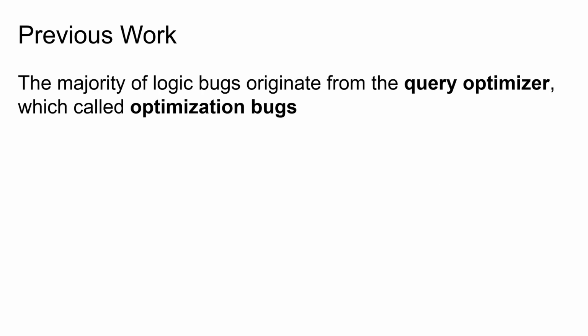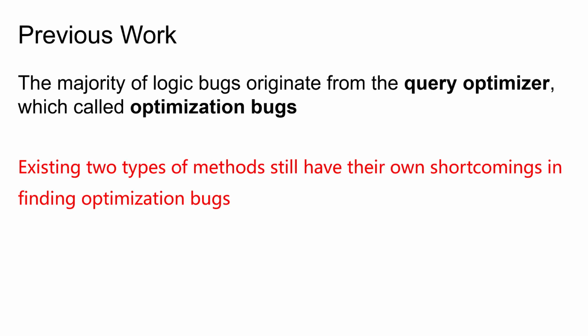When we looked at the kinds of logic bugs found before, we noticed something important. Most of them come from the query optimizer. That's the part of the database that tries to make queries run faster. When the optimizer makes a mistake, we get these optimization bugs. So, a good bug finding method should really focus on this optimizer.